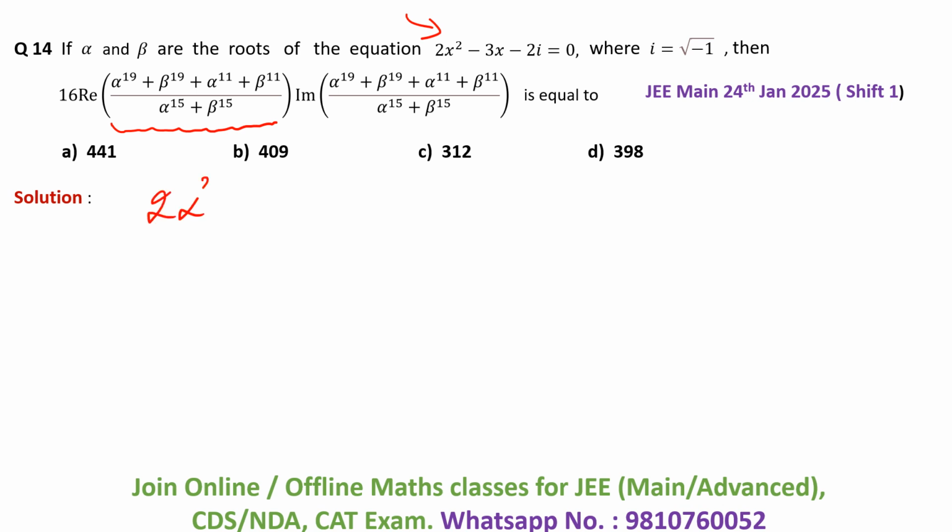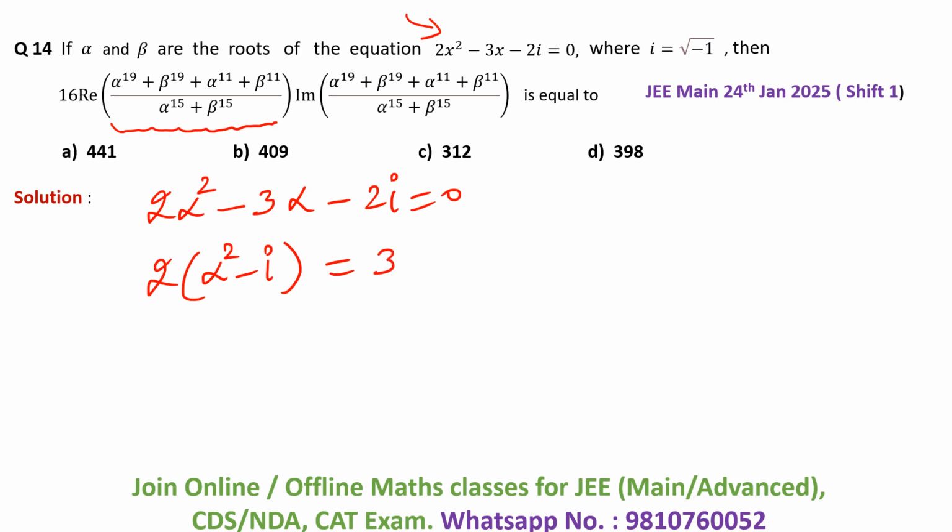So I can write 2 alpha square minus 3 alpha minus 2 iota equal to 0. That means I can say 2 times (alpha square minus iota) equal to 3 alpha. Right? Now if I divide both sides of the equation by 2 alpha, I will get (alpha minus iota by alpha) equal to 3 by 2. Right?